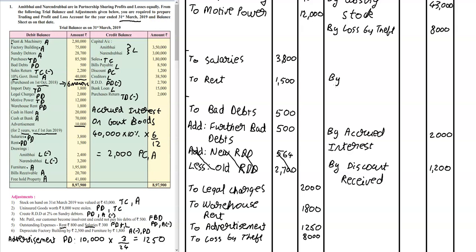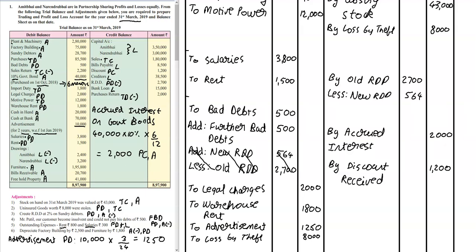Okay, we're going to have by old RDD 2,700 less new RDD 564 and leave it at that.